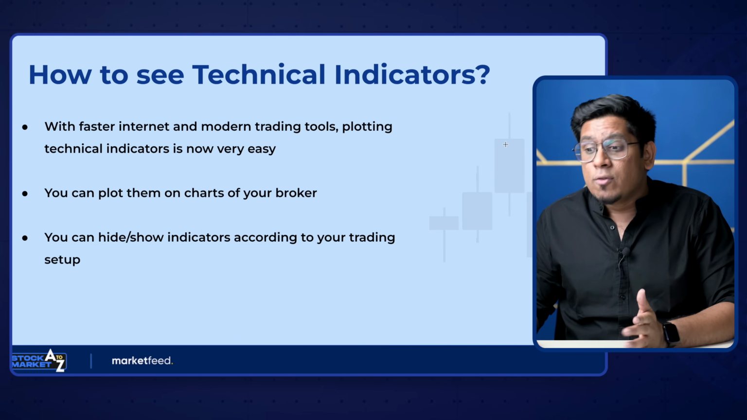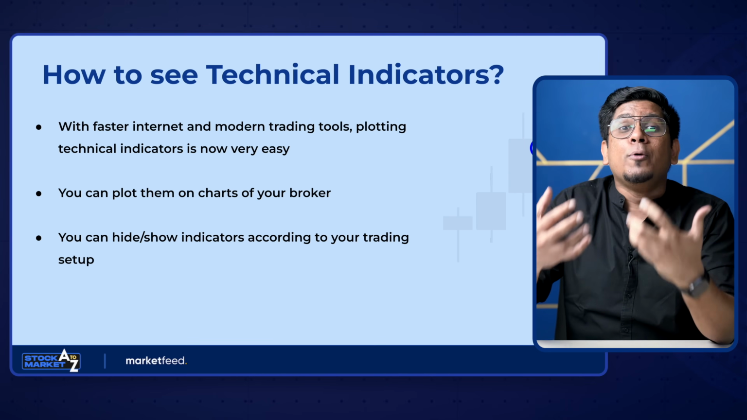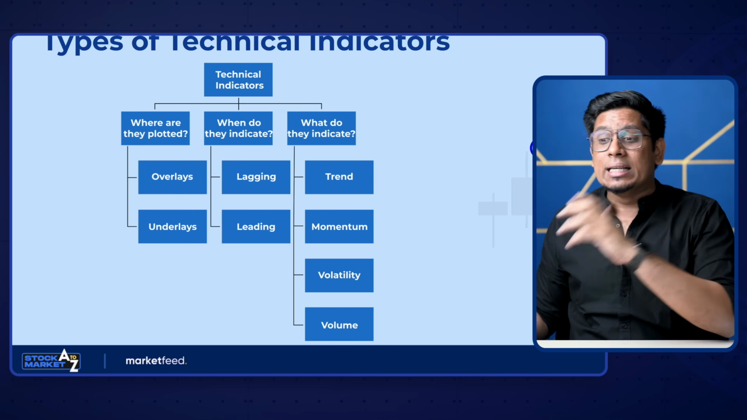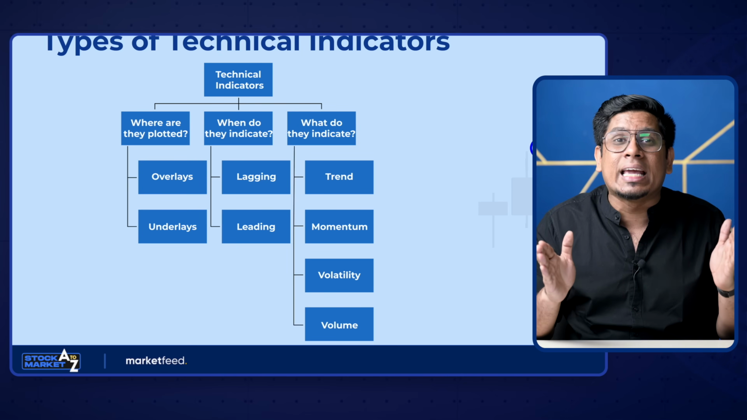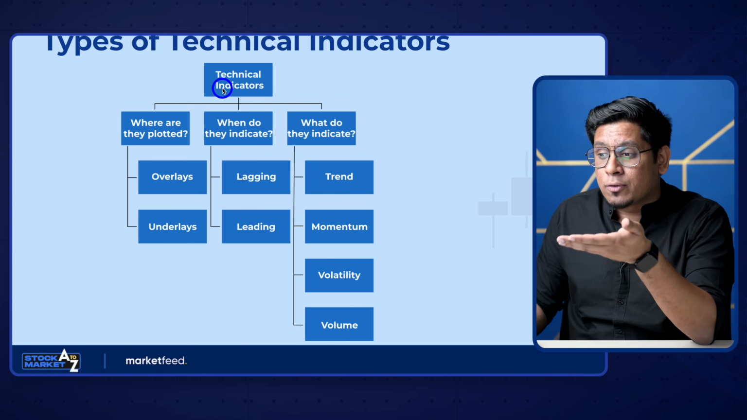Clear? Now we have learned what technical indicator is, and we've also learned how to see them, how to plot them on your broker's terminal. Amazing. Now let's move ahead and let's understand that there are different types of technical indicators out there. Different types. So let's understand what are the different types of technical indicators.